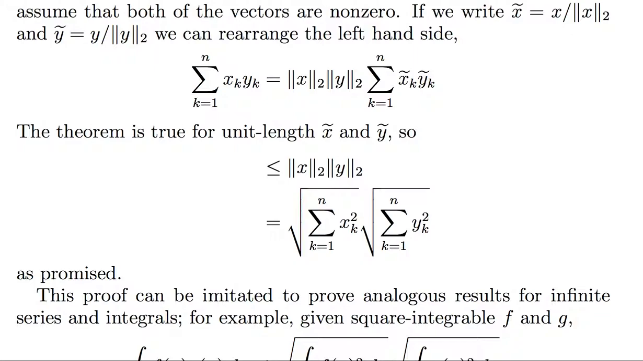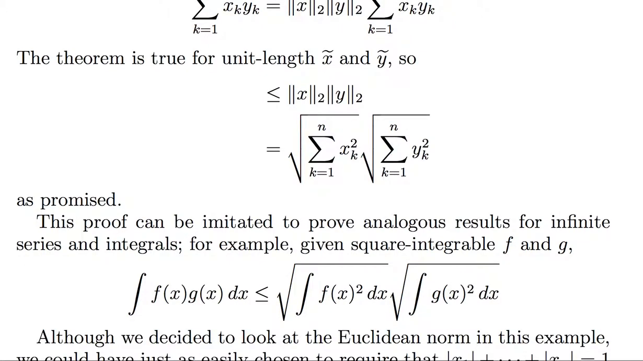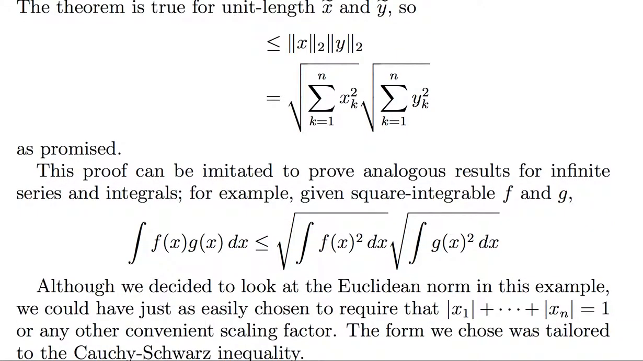This proof can be imitated to prove analogous results for infinite series and integrals. For example, given square integrable f and g, we have the integral of f of x g of x dx is less than or equal to the square root of the integral of f of x squared dx times the square root of the integral of g of x squared dx.